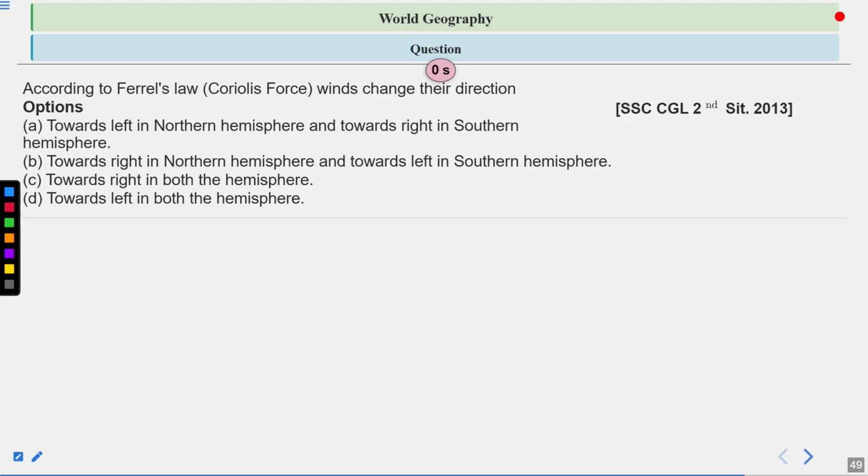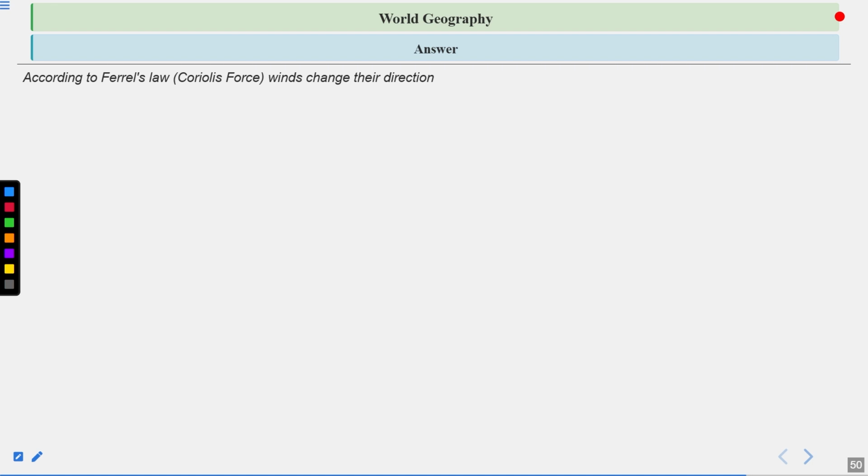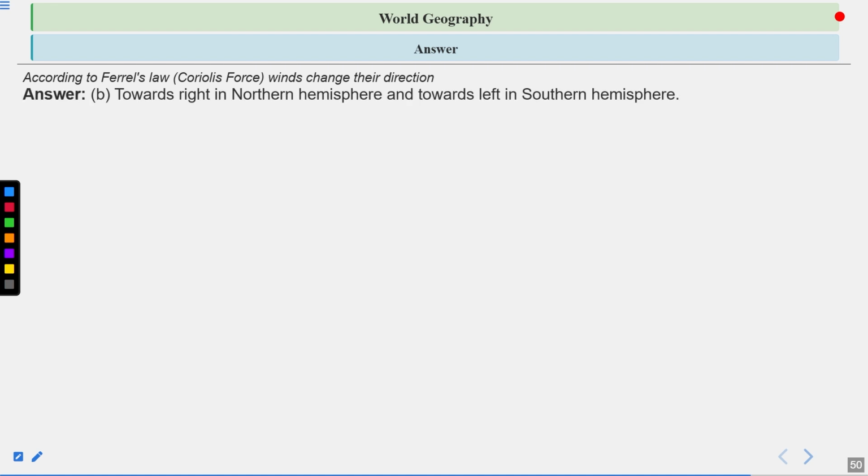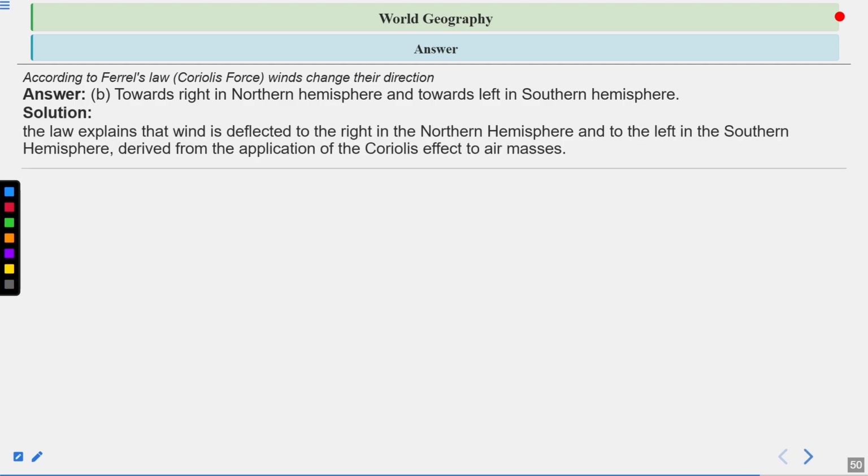If we talk about Ferrel's law, it basically tells us how the Coriolis force affects freely moving bodies, like the winds and other freely moving bodies on the earth. As soon as the earth rotates, a pseudo force acts upon them, and that is called the Coriolis force. According to the question, the answer is B option, towards right in the northern and towards left in the southern hemisphere. The law explains that wind is deflected to the right in the northern hemisphere and to the left in the southern hemisphere, derived from the application of the Coriolis effect to air masses.